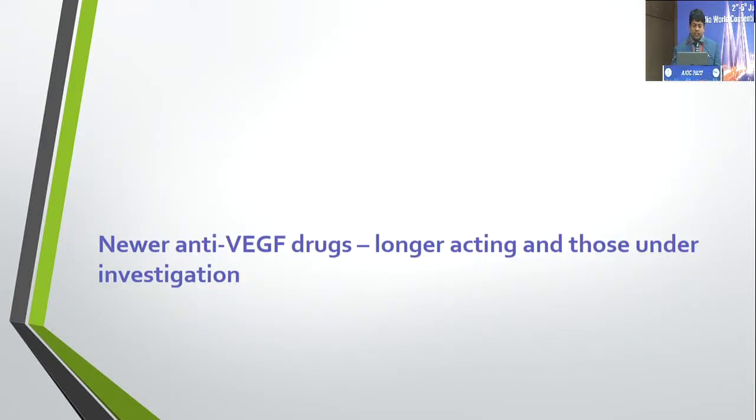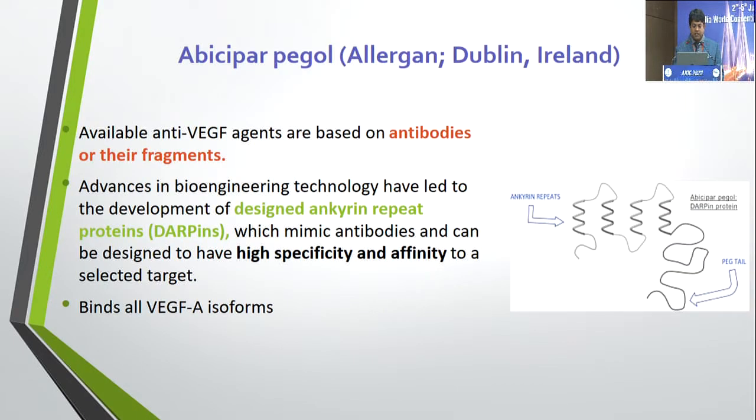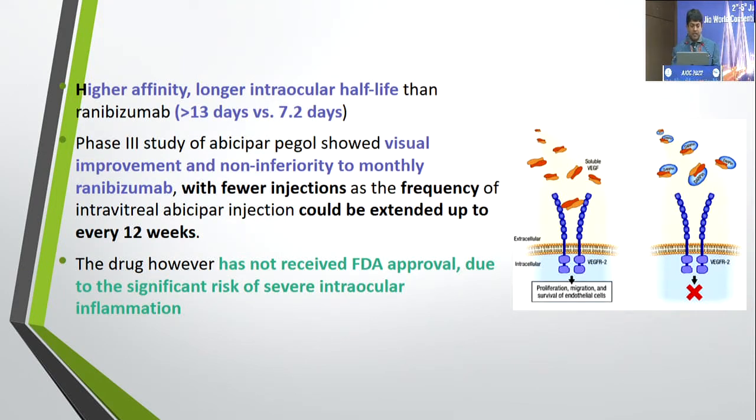So what are the newer anti-VEGF drugs, which are the longer acting ones and those under investigation? So we have abicipar-pegol. All the available anti-VEGF agents are based on antibodies or their fragments. Advances in bioengineering technology have led to development of designed ankyrin repeat proteins or DARPins. They bind to all the VEGF isoforms and they have high specificity and affinity to a selected target. Their affinity is more than ranibizumab, also a longer intraocular half-life compared to ranibizumab.